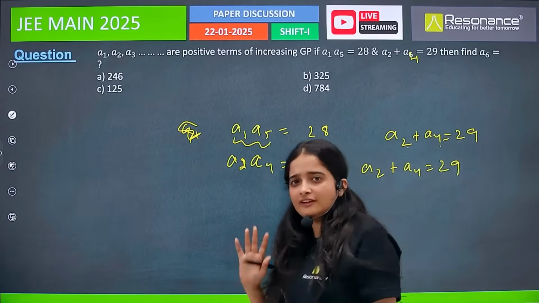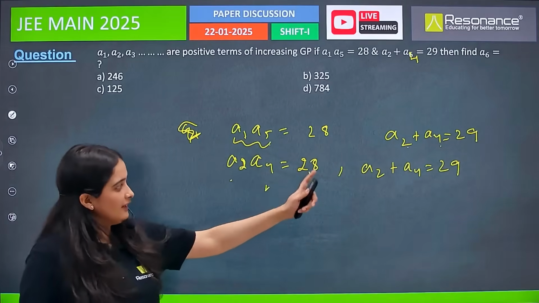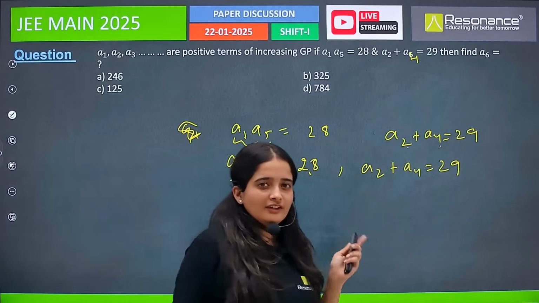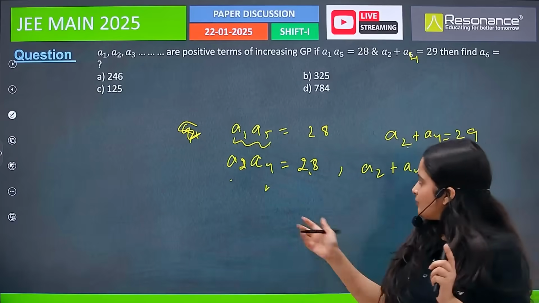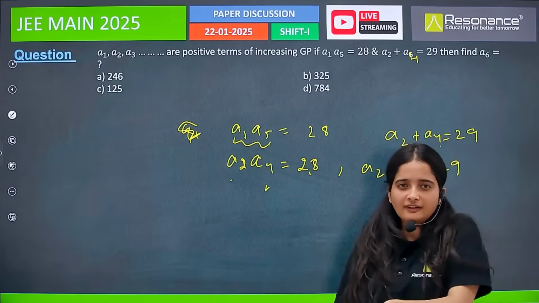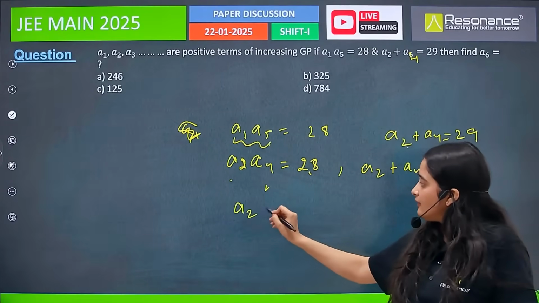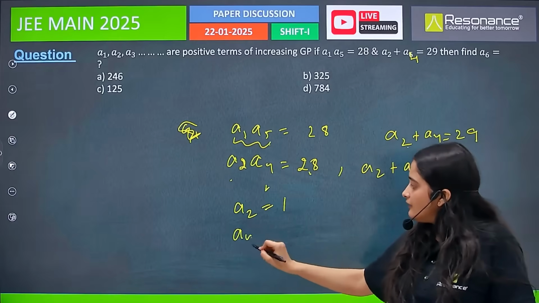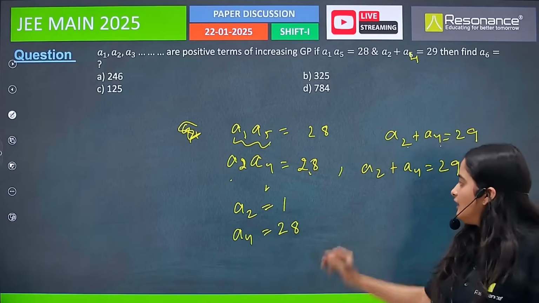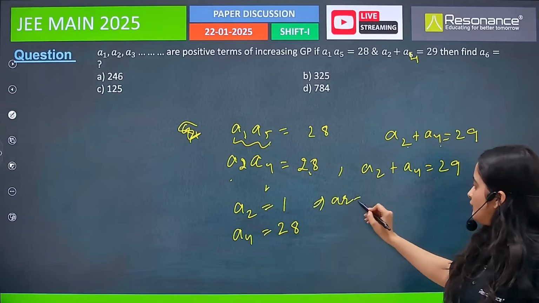A very simple question, very simple values are given to you. You are given the product of two numbers, 28, and the sum of the two numbers, 29. Can you think of two numbers whose product is 28 and sum is 29? Those two numbers are going to be 1 and 28. Because it is an increasing series, the smaller term will be 1 and the larger term will be the bigger number, 28. A2 is 1, A4 is 28. Now very easily we can solve. AR is equal to 1.